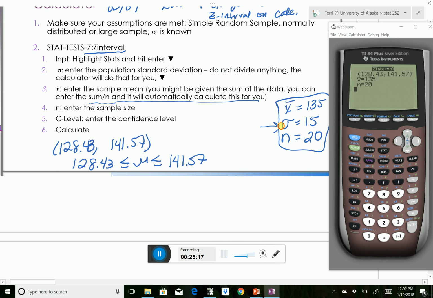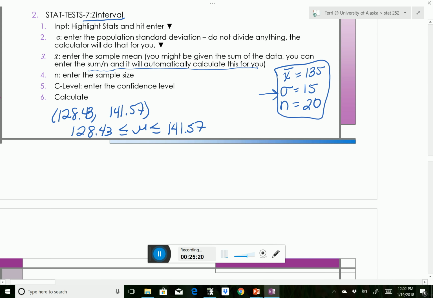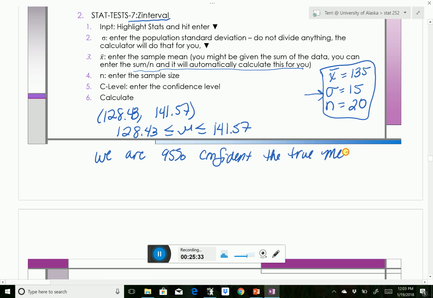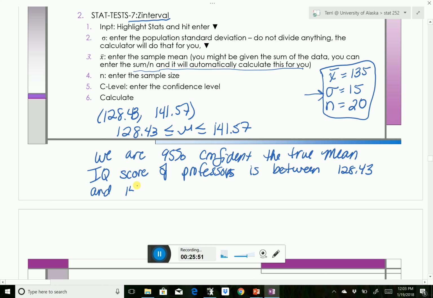Okay, so we want to state our conclusion, and our conclusion is we are 95% confident the true mean IQ score of professors is between 128.43 and 141.57. That's all you have to say.